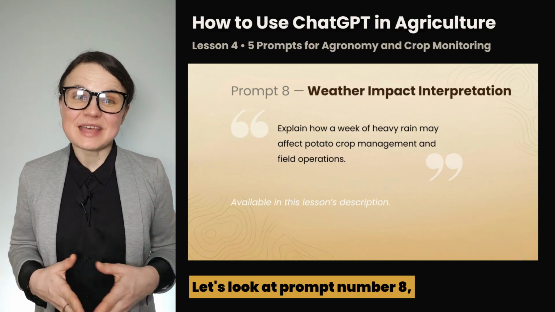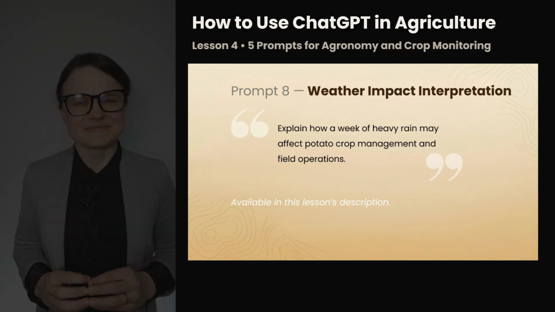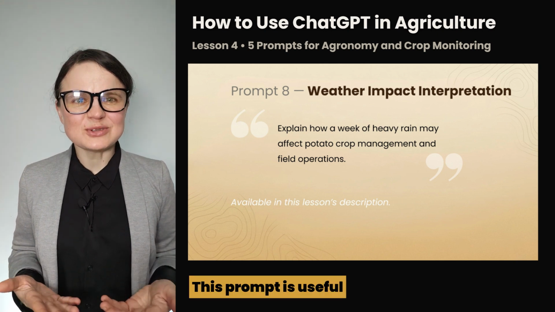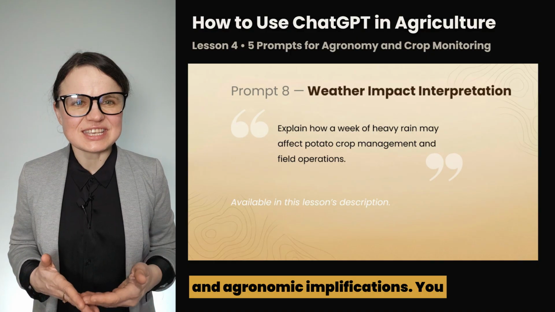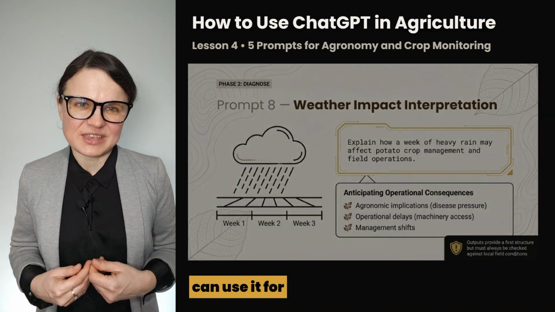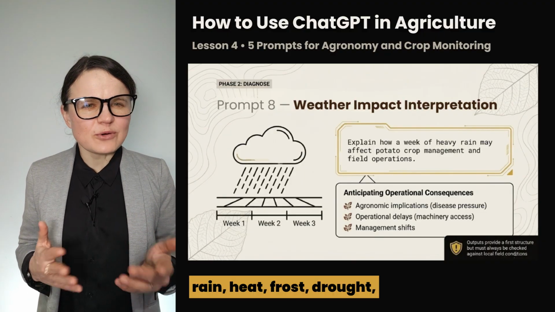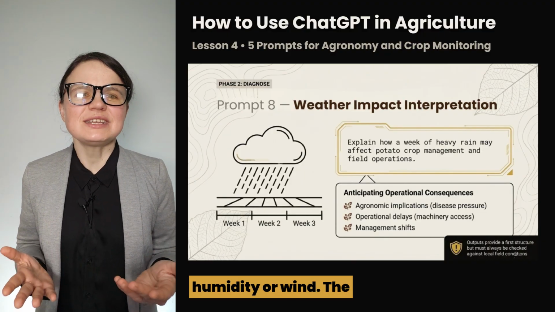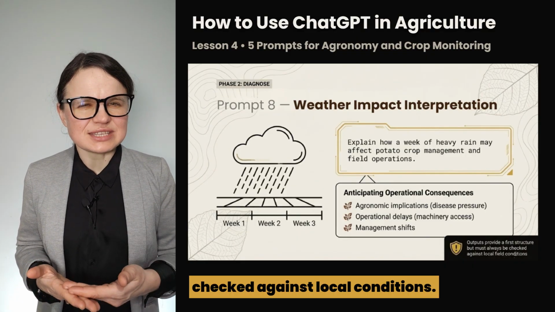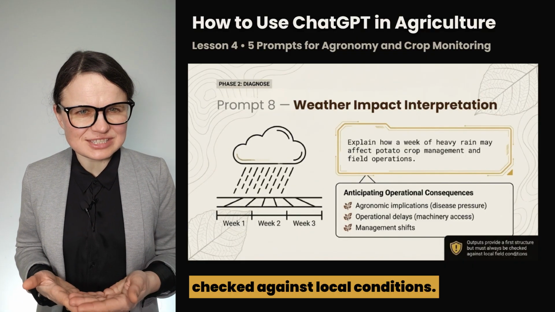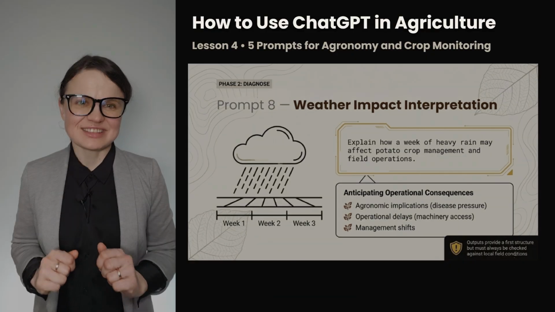Let's look at prompt number 8, Weather Impact Interpretation. This prompt is useful for anticipating operational consequences and agronomic implications. You can use it for rain, heat, frost, drought, humidity, or wind. The answer should still be checked against local conditions, but it gives a good first structure.